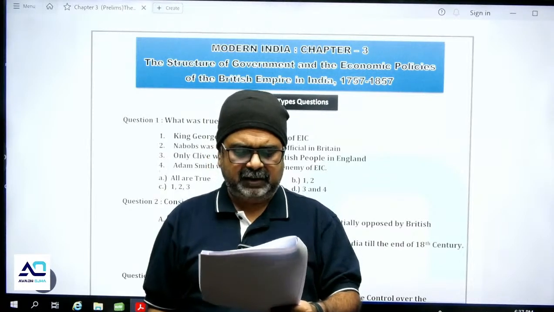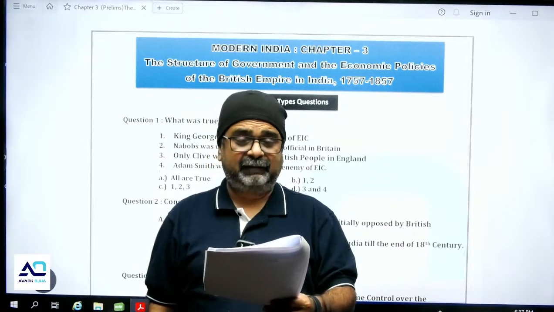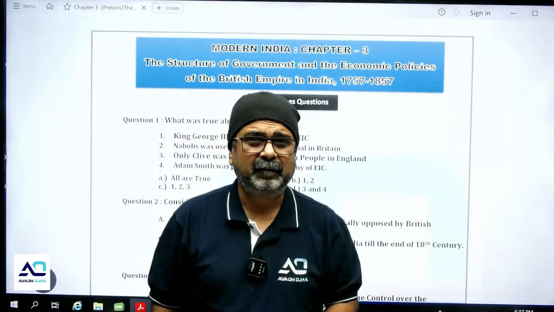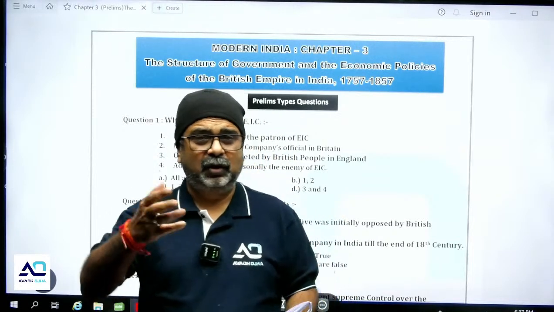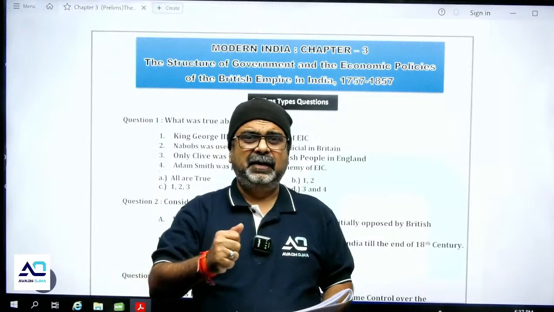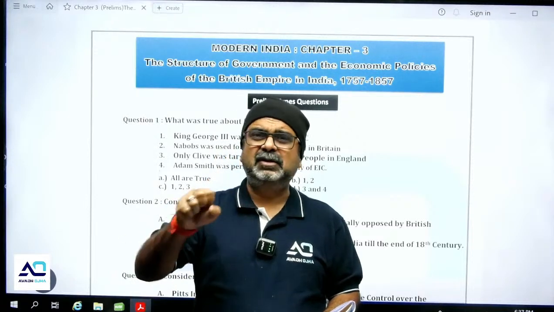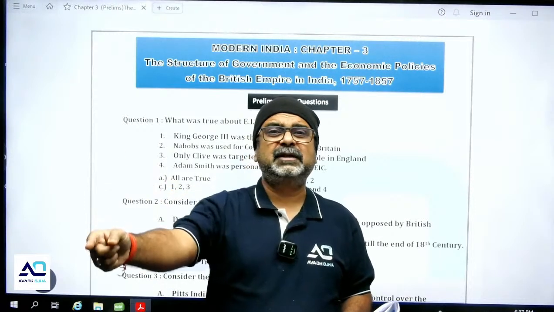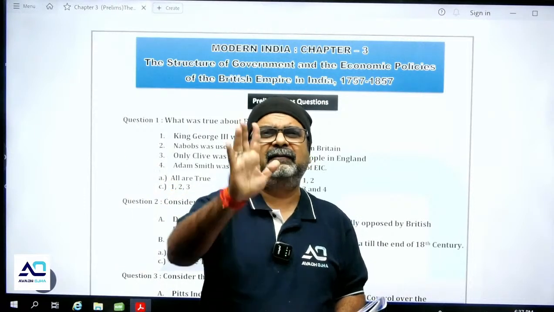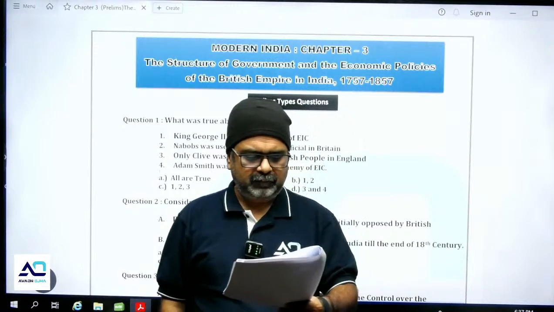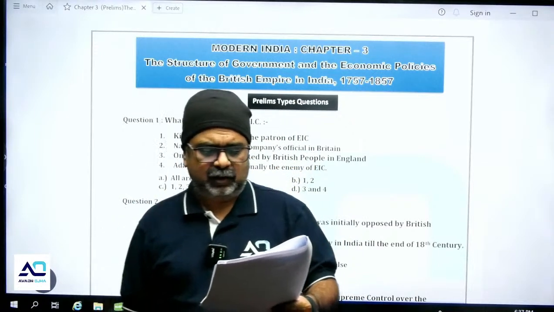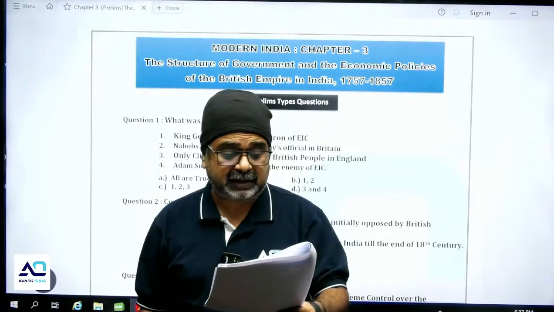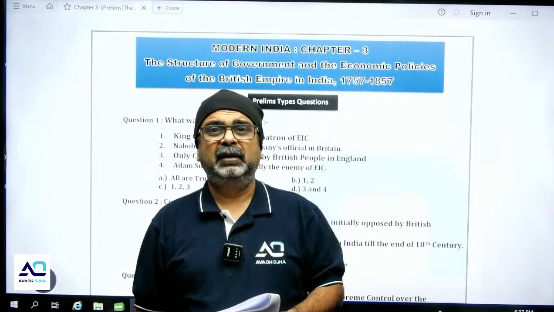Consider the following statements. Investment was a type of drain of wealth after 1765. Correct. They took Indian revenue. They got the right to collect Diwani. So from Indian revenue they purchased Indian goods. They sold Indian goods in the international market and the profit was sent to Britain. This was called investment. By the end of the 18th century, the drain constituted nearly 16% of India's national income.